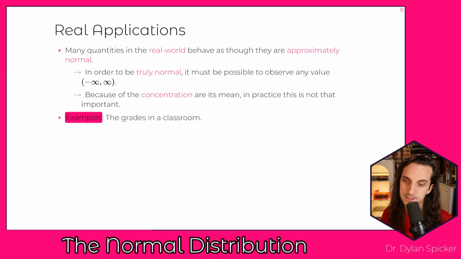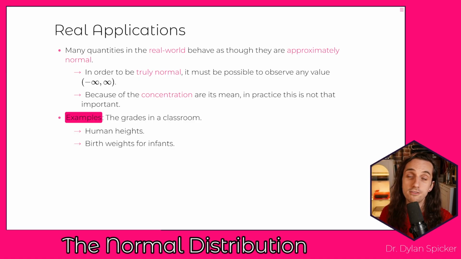So for example, the grades in a classroom are oftentimes going to be approximately normally distributed, right? If you think about a professor that is grading to the curve, they're grading to a bell curve. That bell curve is the normal distribution. The heights of humans are going to be approximately normally distributed, right? So most humans are around average height. Many of them are quite close to being average. There's very few that are far from average height.